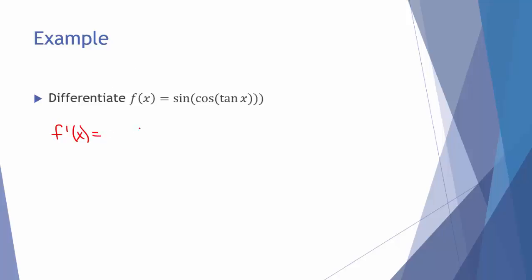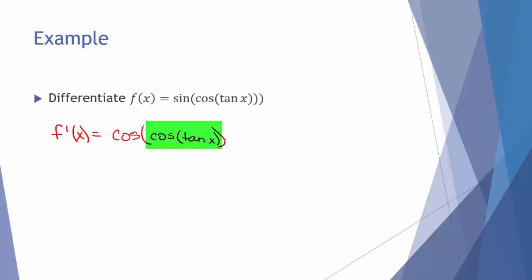So we always start with the outside function. So we start with the derivative of sine. The derivative of sine x is cosine x. So this derivative will be cosine. Now, we don't touch that inside function. So we leave this as cosine of tangent of x. Okay? So that's just the derivative of the outside function evaluated at the inside function. We then need to multiply times the derivative of the inside function.